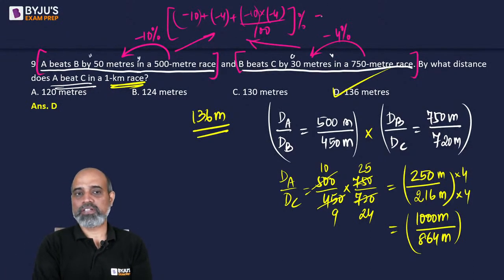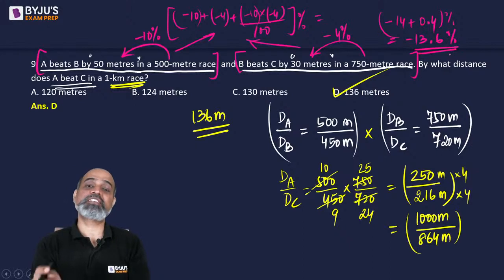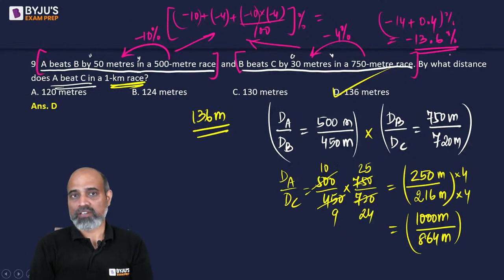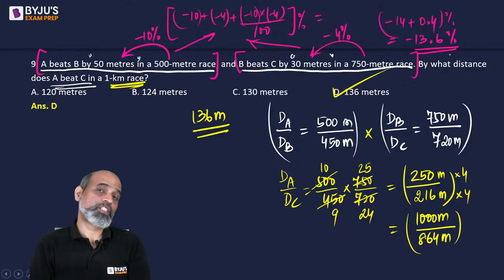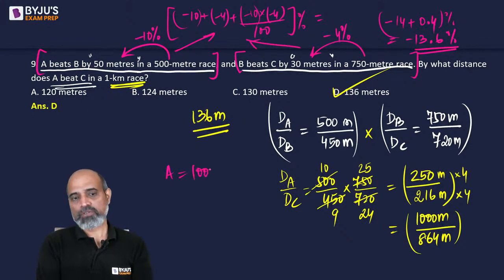So if you solve this, this is going to give us minus 14 plus 40 by 100, which is 0.4, which is going to be precisely minus 13.6. So minus 13.6% or 13.6% less of the distance covered by A is what the distance C is going to cover. So A covers 1000 meters. So C covers 13.6% of 1000, which is 136 meters less.